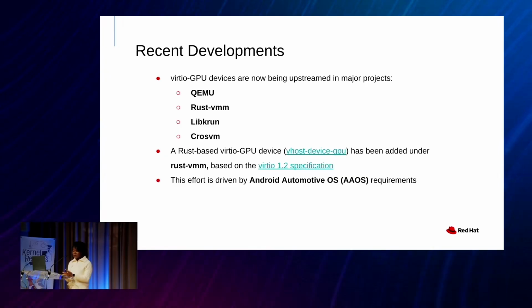And for our vhost-device-gpu, the device code was initially based on a combination of libkrun's virtual GPU and Crosvm's virtual GPU code base. And now we're leveraging the virglrenderer and the gfxstream libraries through rutabaga crates, and we're utilizing that for rendering purposes.